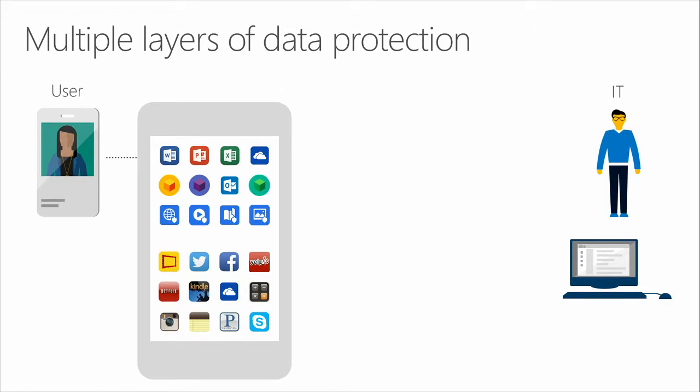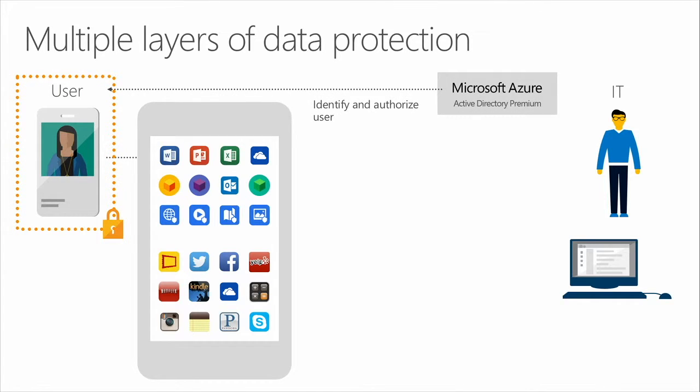So the Enterprise Mobility Suite offers multiple layers of data protection. So here's the same paradigm: user, devices, apps, data, extended out to a personal device. That personal device might have corporate applications, it might have corporate data, it might have personal applications, and it might have personal data. So first we start with Microsoft Azure Active Directory Premium.